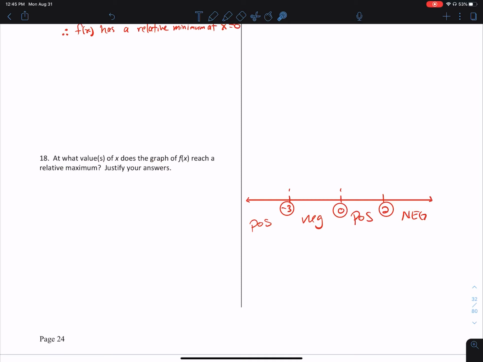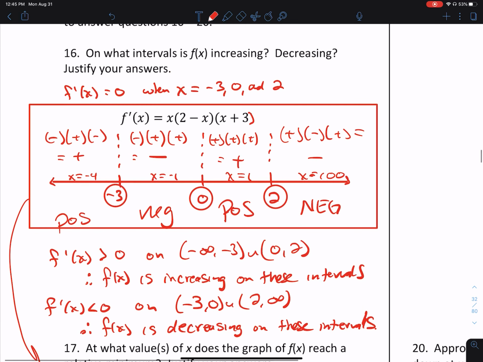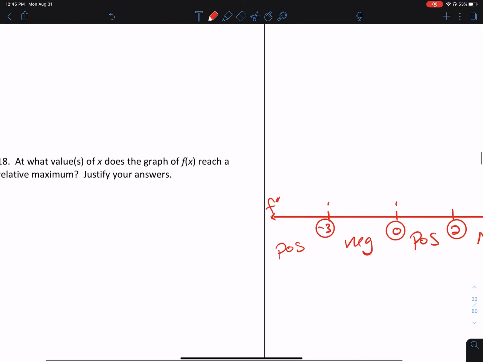Well, that happens when f prime, you know what, and I don't know if I labeled that well. I didn't label it at all. Back up here, we should really label this as f prime. So we know it's a first derivative sign diagram. My apologies for that.